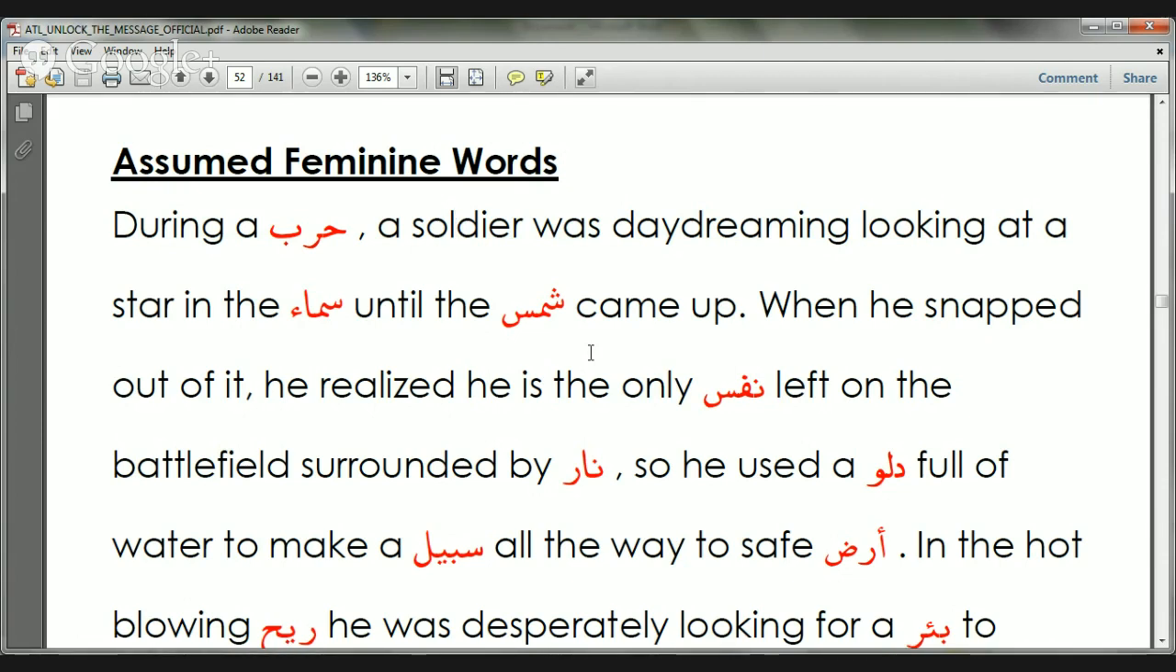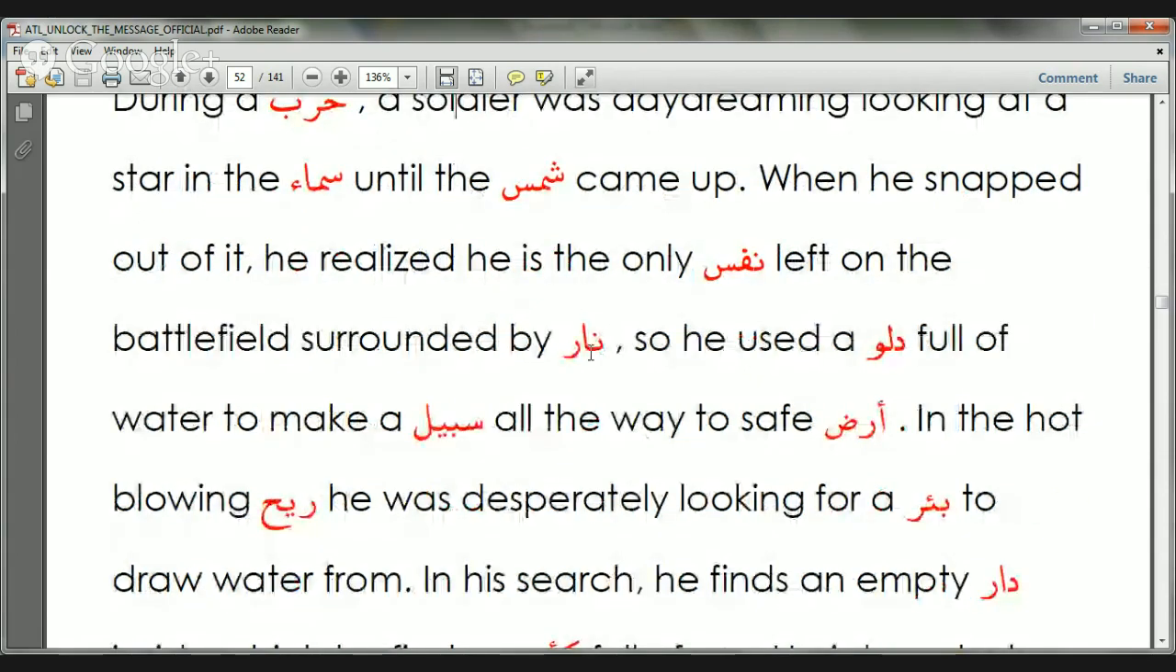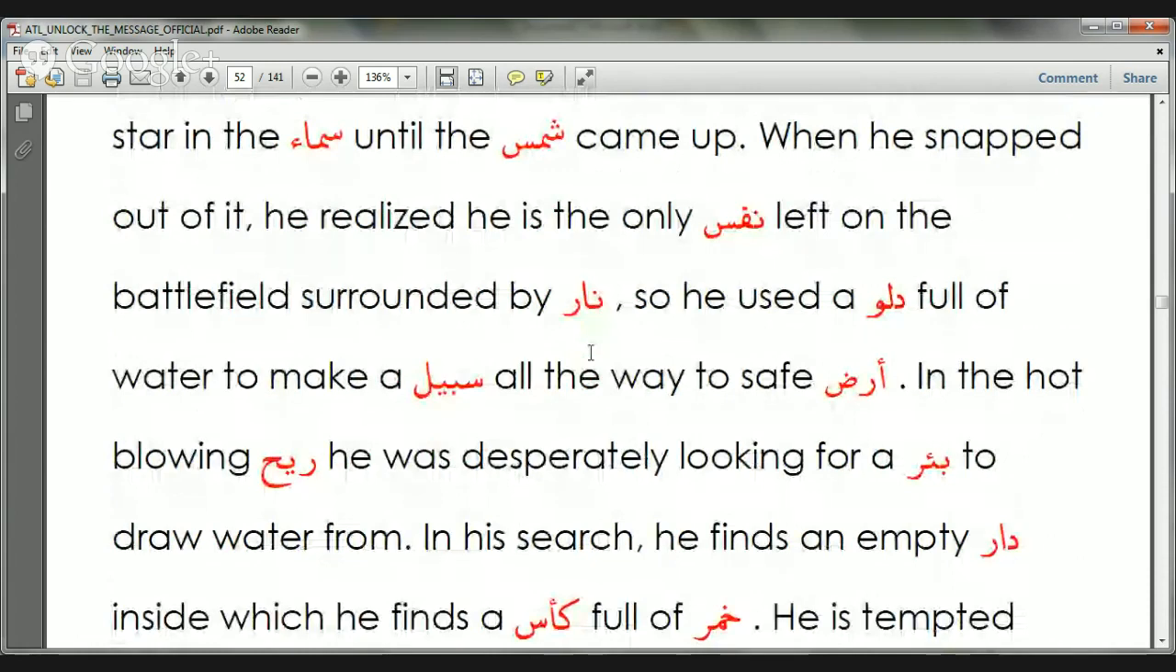Dalwun is bucket, full of water to make a sabilun, a path, all the way to safe ardun, to safe land. In the hot blowing rihun, wind, he was desperately looking for a bi'run, to drink water from, a well. Looking for a well to drink water from.